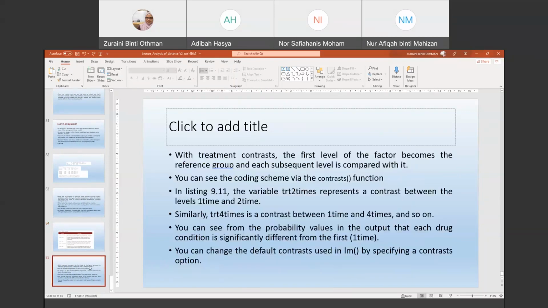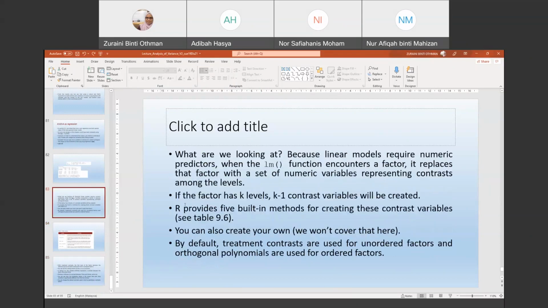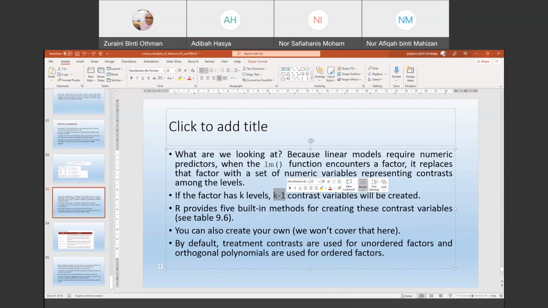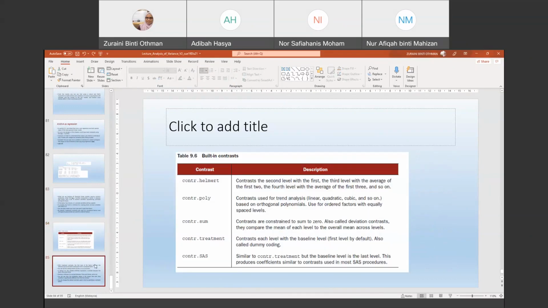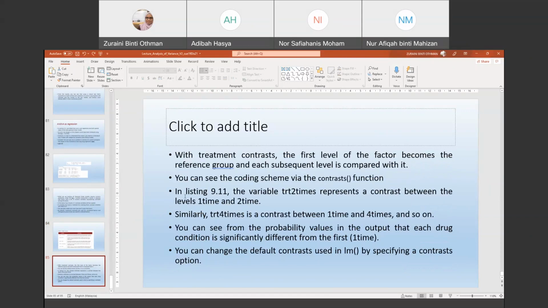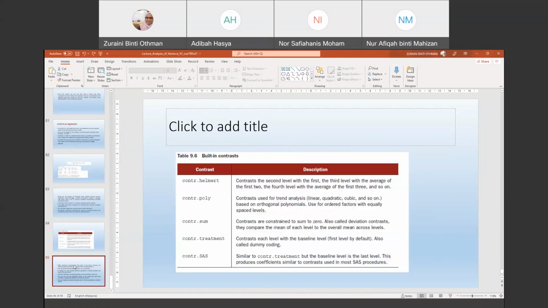With the treatment contrast, the first level of the factor becomes the reference group and each subsequent level is compared with it. This is how lm decides on the k levels. So with the treatment contrast, the first level of the factor becomes the reference group and each subsequent level is compared with it. You can see the coding scheme via the contrast function in the listing.